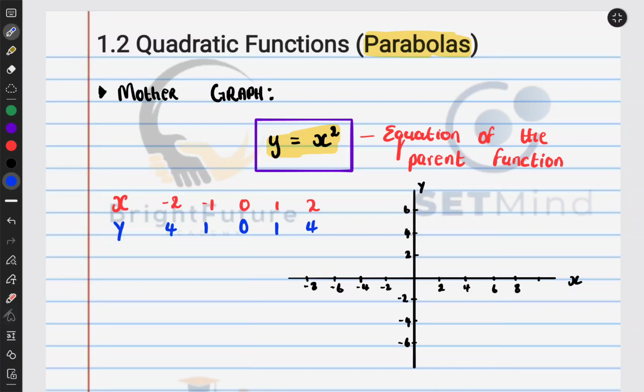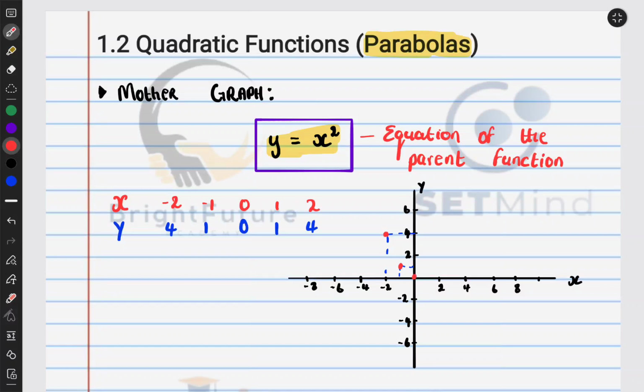Once we have the corresponding coordinates, let's go ahead and sketch them. We can start at -2, which corresponds with 4, so we have a point there: -2 and 4. Then another point is -1 and 1, which will be here, just about halfway there.